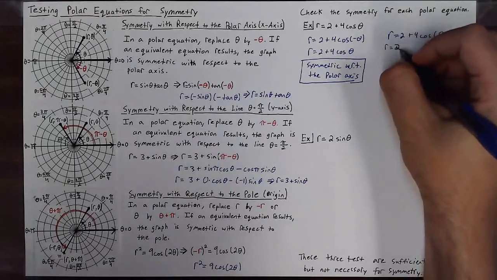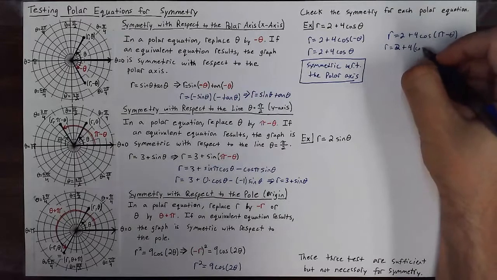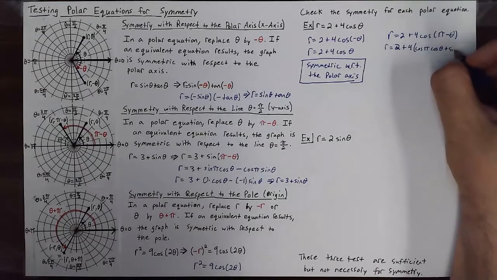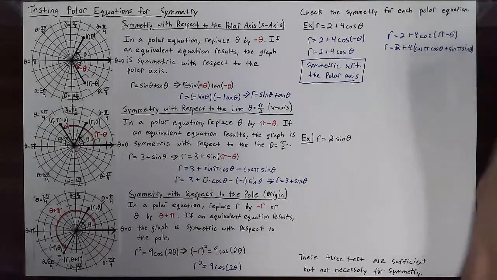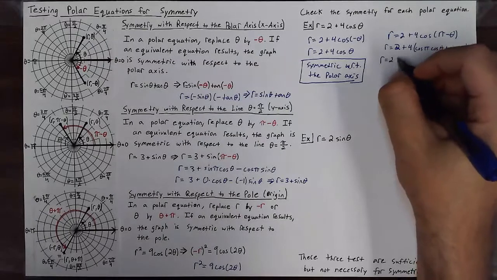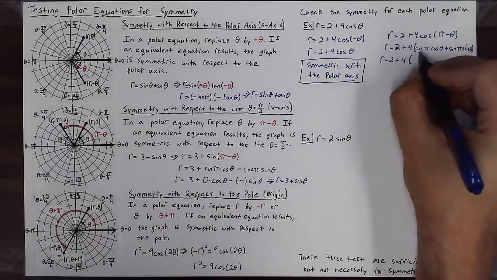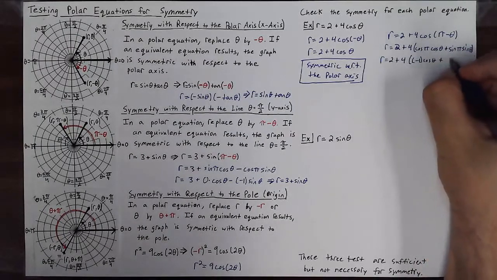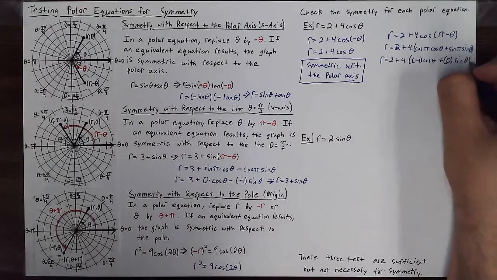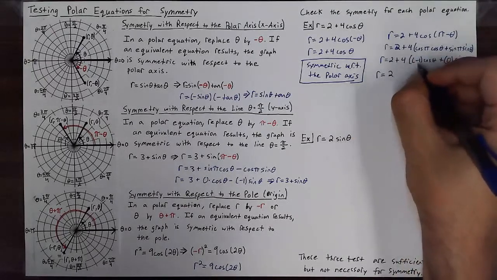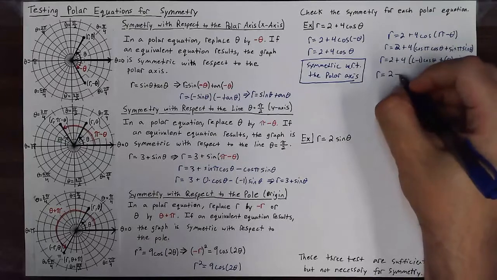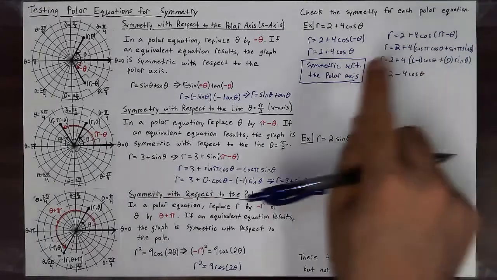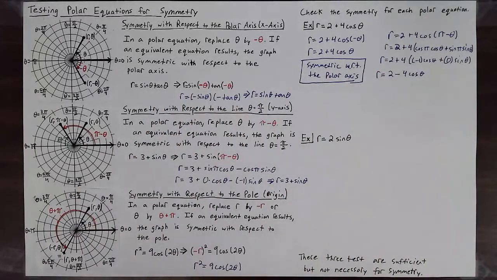So it gives me 2 plus 4 times cosine of pi times cosine of theta plus sine of pi sine of theta, which gives me 2 plus 4 times cosine of pi is negative 1. Sine of pi is 0. So simplifying all of this, I'm left with 2. And when I distribute the 4, minus 4 cosine of theta, and then plus 0. But this is not equivalent, so it would not be symmetric with respect to that line.